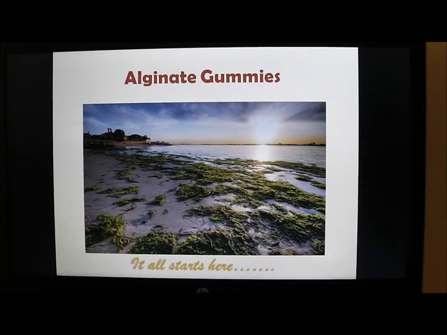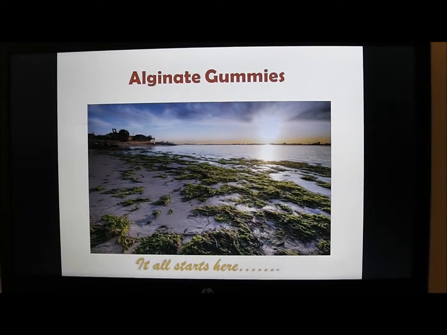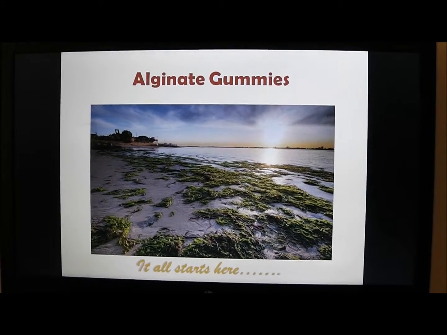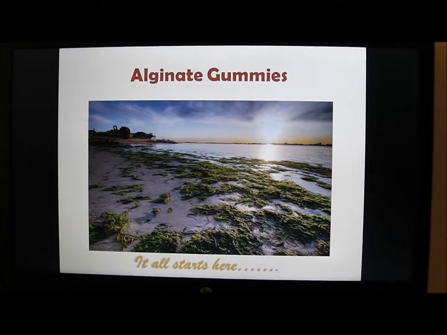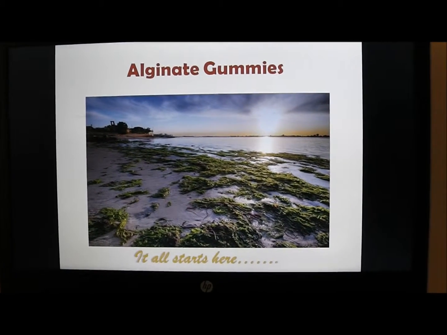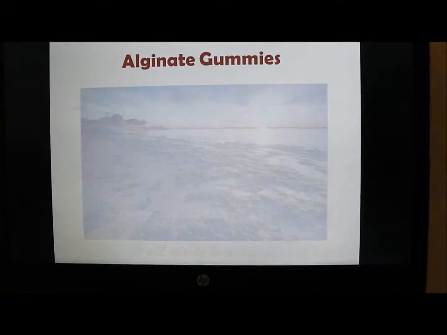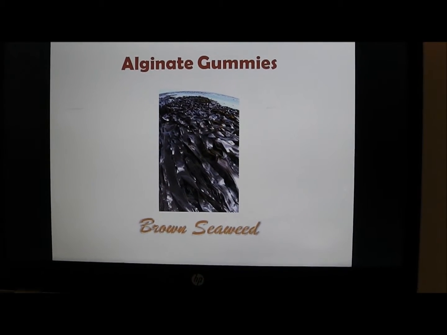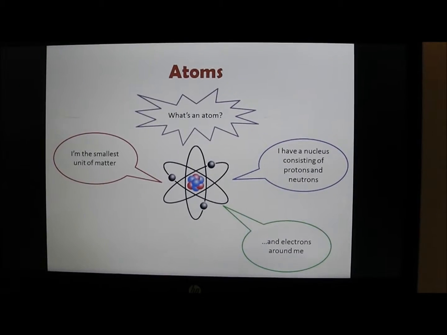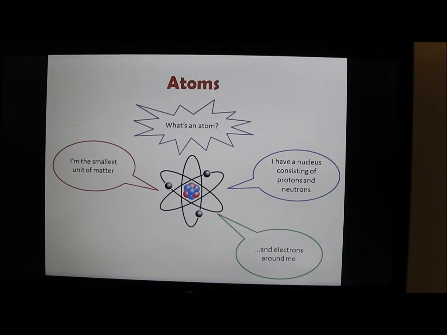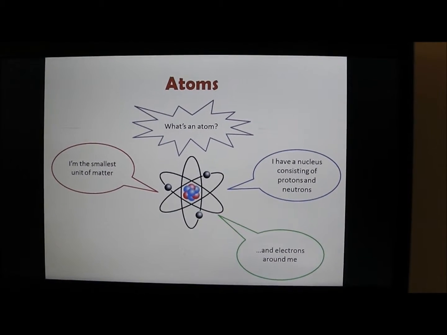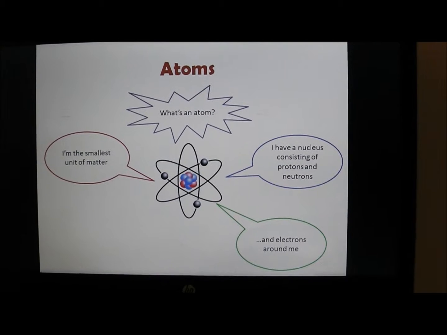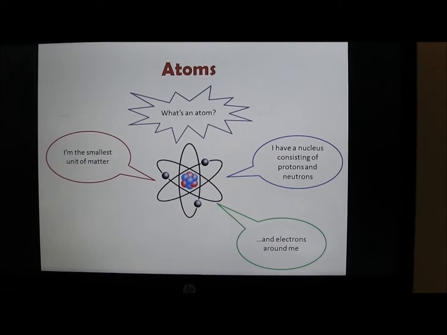To understand better the ingredients for these alginate gummies, you must go to a cold region, somewhere at the beach, like Japan or the UK. So it all starts here. What is the main ingredient? The main ingredient is brown seaweed, where we get sodium alginate from. And to understand better the concept behind the formation of these alginate gummies, we must go to the atomic level. So what is an atom?